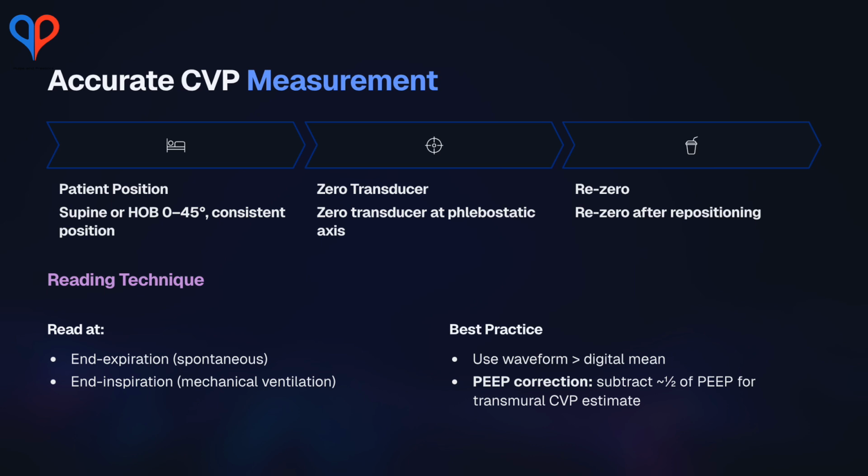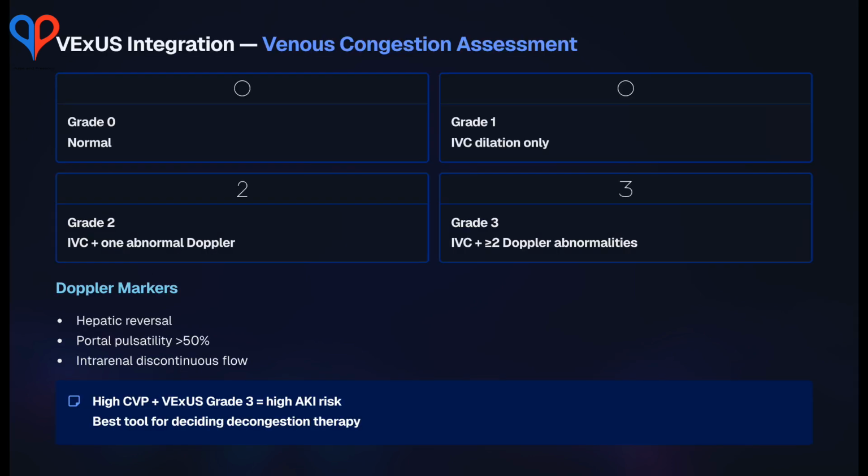Accurate CVP measurement requires strict technique. The patient must be positioned supine or with the head of the bed 0 to 45 degrees, and the transducer zeroed at the phlebostatic axis. CVP must be read at end expiration during spontaneous breathing or end inspiration during mechanical ventilation. Waveform interpretation should supersede digital mean values, particularly in tricuspid regurgitation. High PEEP must be corrected for. Subtracting about half of PEEP approximates transmural CVP, which better reflects true filling pressure.